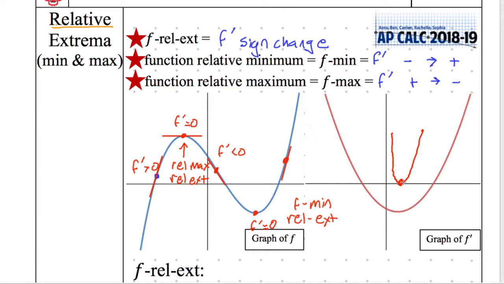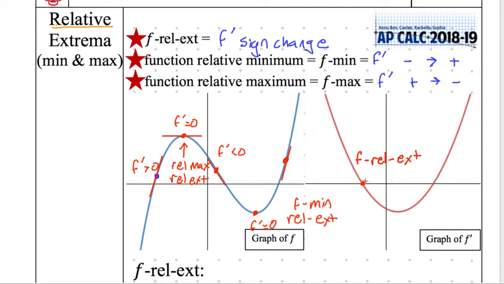The sign changes. Anytime it passes through, exactly. It passes through what? Y equals 0, or the x-axis, commonly known. Yeah, so that's a relative extrema. So we'll say f relative extrema right there, because it passed through the x-axis.